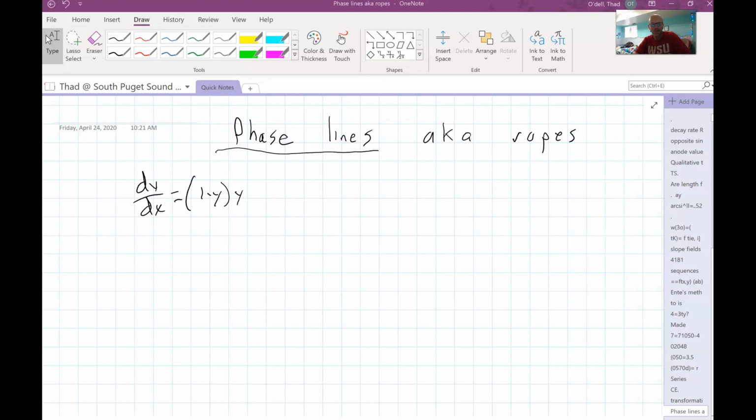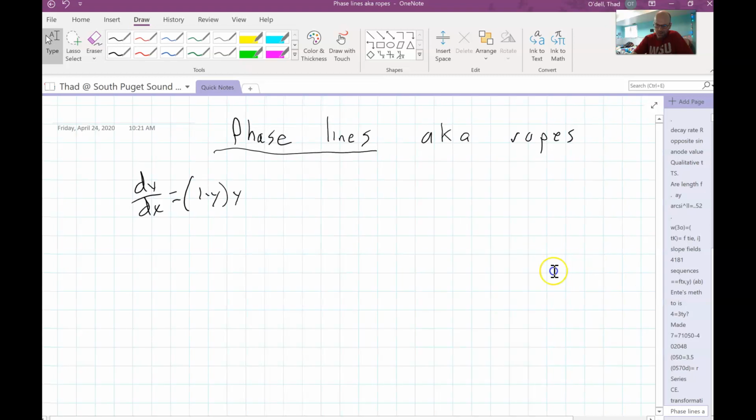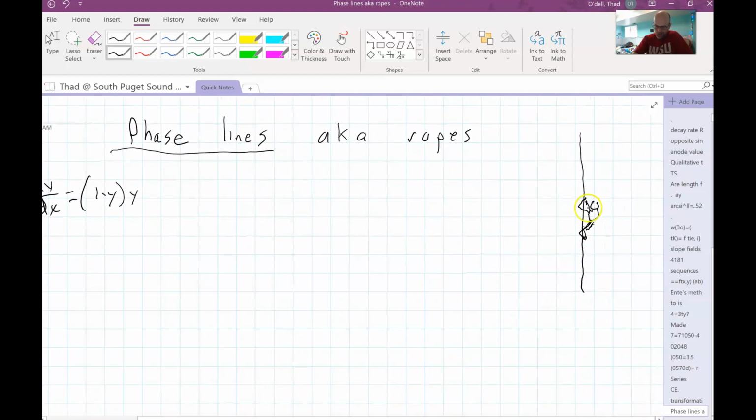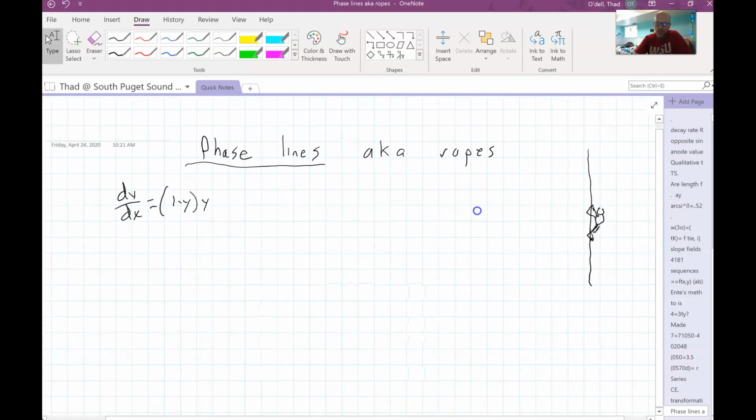So the topic of today's video is phase lines, aka ropes, and just to add a little graphic here, we got a little man climbing up on a rope, which you'll understand later when we talk about what a phase line is.